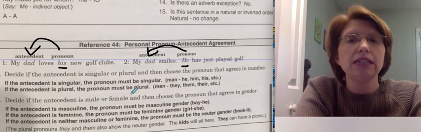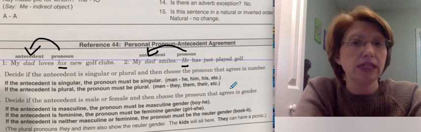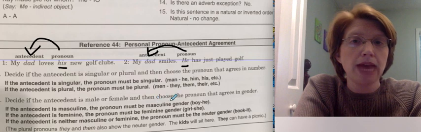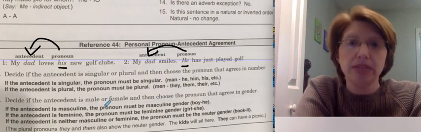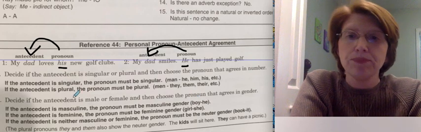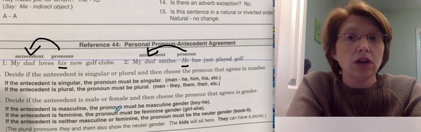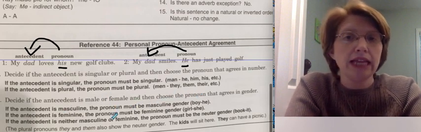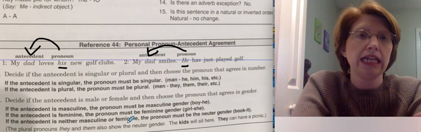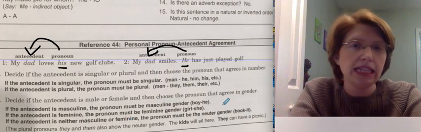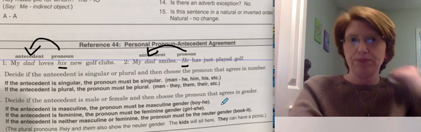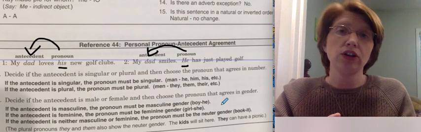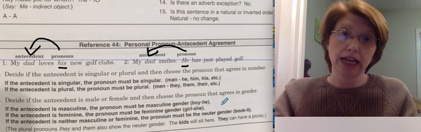Decide if the antecedent is male or female, and then choose the pronoun that agrees in gender. If it's masculine, the pronoun must be a masculine gender, like he. If it's feminine, it has to be a feminine gender, like she. If it's neither, like a book, it's going to be it. Plural pronouns they and them also show neuter gender, meaning it doesn't show either one. The kids sit here, they have a picnic, it's all the same. So that should all be pretty basic. You should know about pronouns and how they're used and how to find out who they're talking about. Okay?